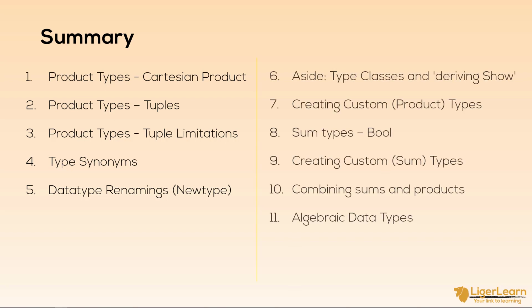We then took a slight stop where we explained that you can add the deriving show clause to your data type definitions to get them to print on the screen in GHCI. But we also acknowledged that to fully understand how things worked, we would need to wait until we covered type classes in a later module. We moved on to creating our own custom product and sum types, culminating in us finally understanding what algebraic data types are, a combination of sum and product types in one.